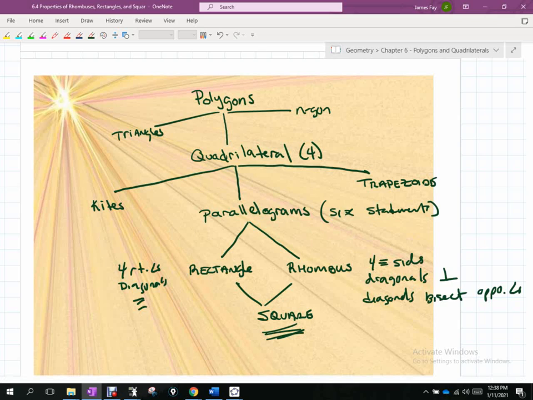If I want to look at a rectangle, okay, is a rectangle going to have 4 congruent sides? No, because a rectangle is not attached to a rhombus, right? Okay. Rectangle is not below the rhombus. Rectangles are going to have the properties that make it a special rectangle. So 4 right angles, diagonals that are congruent, and then all the properties that a parallelogram has.